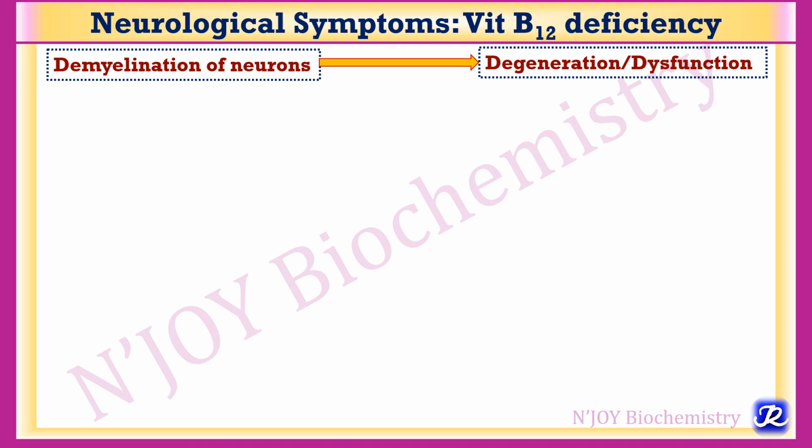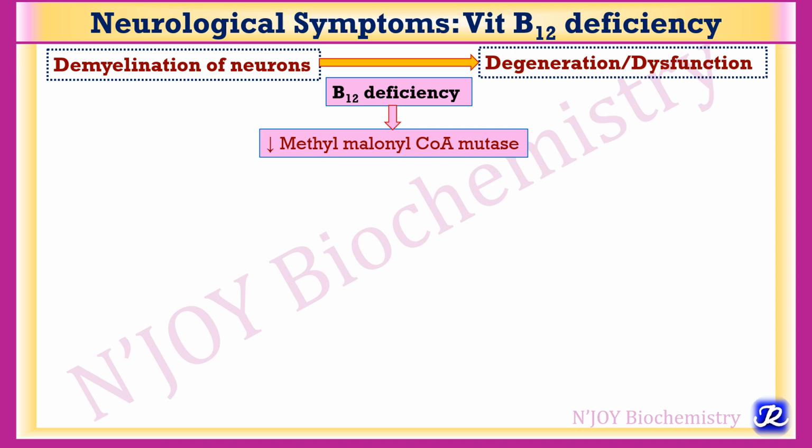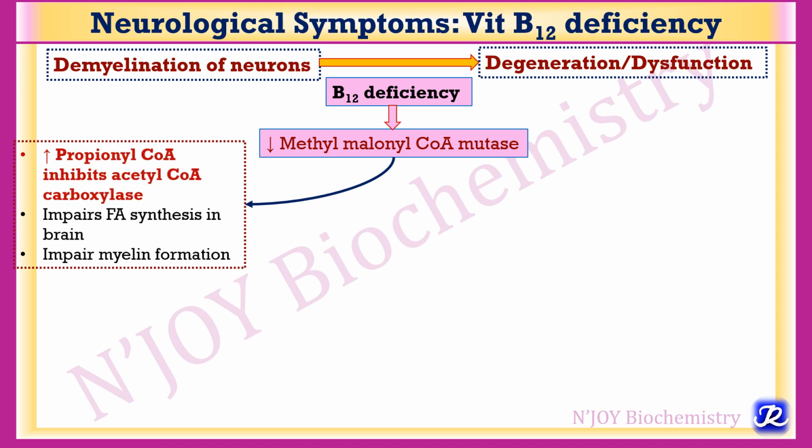Because vitamin B12 is required in one of the important reactions: oxidation of odd chain fatty acids will produce propionyl CoA. This propionyl CoA will be carboxylated to methylmalonyl CoA, and then this methylmalonyl CoA will be converted into succinyl CoA, which is an intermediate of the TCA cycle. So formation of succinyl CoA from methylmalonyl CoA requires vitamin B12, because the enzyme methylmalonyl CoA mutase requires vitamin B12. If it is deficient, there will be increased levels of methylmalonyl CoA as well as propionyl CoA, and this propionyl CoA will inhibit the acetyl CoA carboxylase enzyme, which is important for conversion of acetyl CoA to malonyl CoA, and malonyl CoA is required for fatty acid synthesis. So if there is decreased malonyl CoA, there will be impaired fatty acid synthesis, and fatty acids are required for myelin formation, and that's how myelin formation will be impaired.